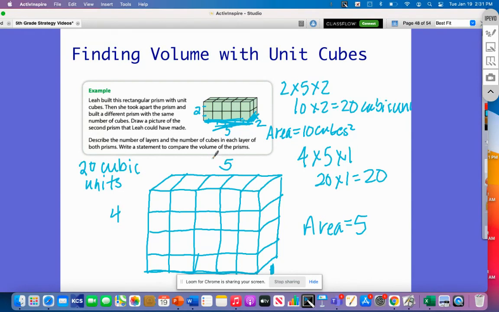Some observations and inferences I can make are that I can change the area of these prisms, but the volume is not going to change. The volume is not going to change because no matter how I change this, I still have 20 cubes. No matter how I arrange it, it's going to be 20 cubes, but the area could possibly be changed. So that is the end of today's math strategy video.